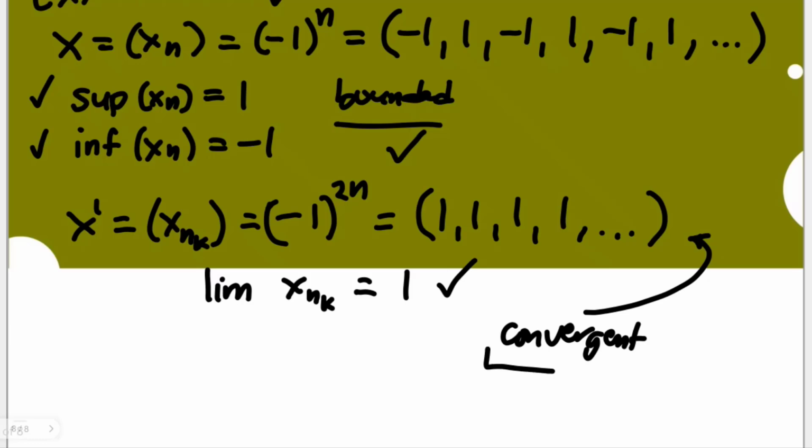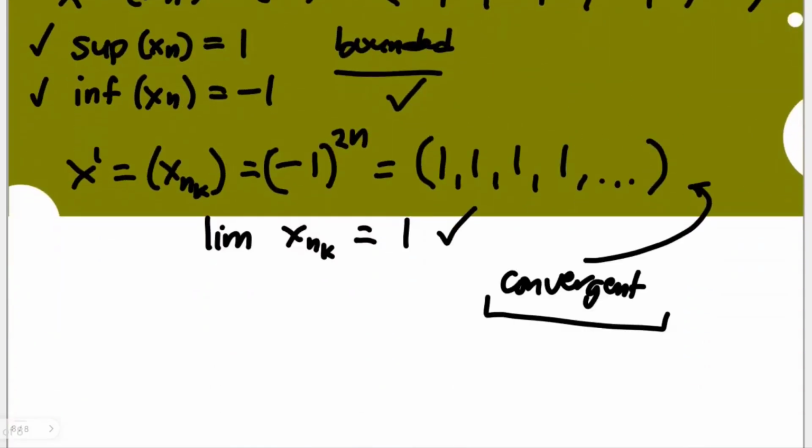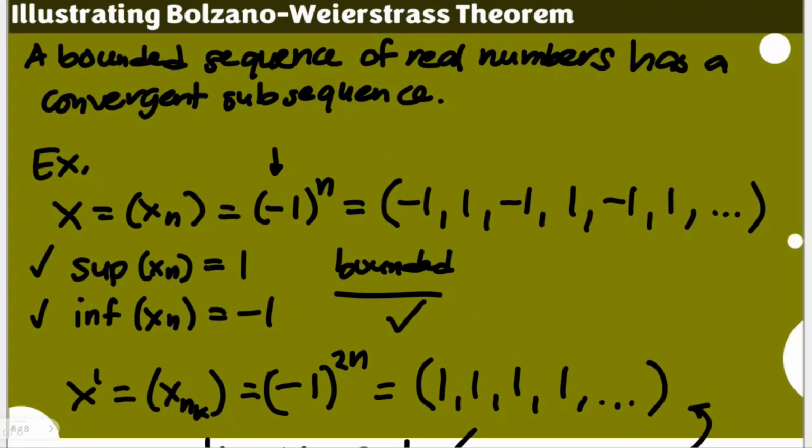Because the limit exists. But this does not necessarily tell us that this is also the limit of the sequence, because we are not sure that the sequence is convergent. So we have now established the presence of a convergent subsequence for a bounded sequence here.